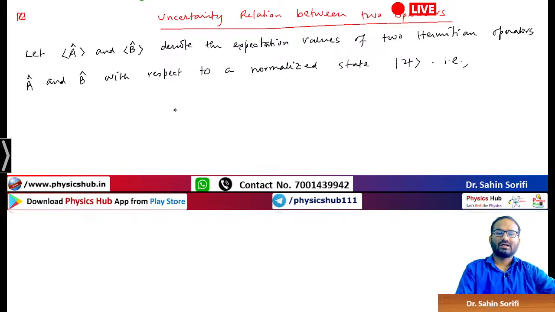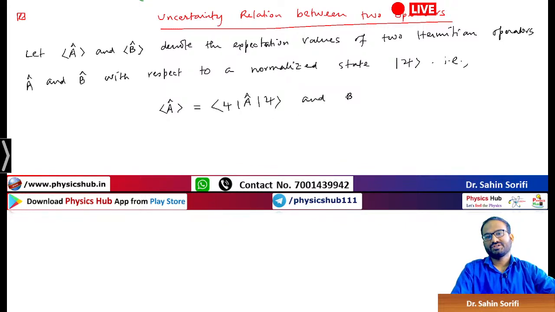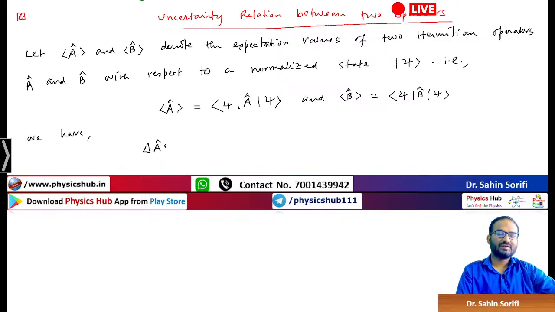So mathematically, how will you write the expectation value of A? This is ⟨ψ|A|ψ⟩ divided by ⟨ψ|ψ⟩. It is normalized, so ⟨ψ|ψ⟩ is 1. That is why we are writing this. And the expectation value of B is ⟨ψ|B|ψ⟩ divided by ⟨ψ|ψ⟩, and ⟨ψ|ψ⟩ is 1, so that is why it is this. Now for uncertainty, we have to find out delta A, the error in measurement of A. Let's take a square. What is the square of this? Delta A square.